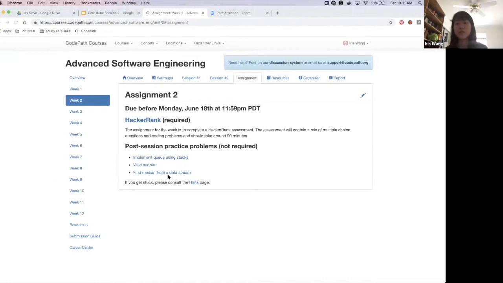Next week is also a review session. So next week, we just want to expose you to more of these problems as well, so that you're on good footing before you move on to the next weeks. So always look out for this assignment tab and the practice problems here. We like to give you as many problems as you feel you'll need before you do that HackerRank.